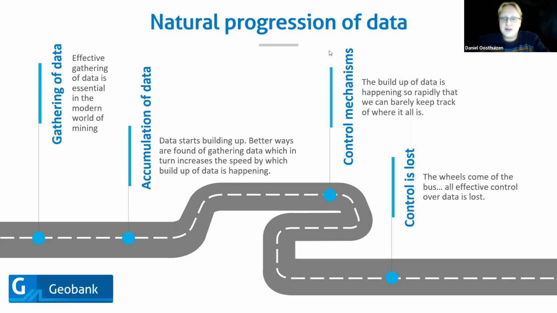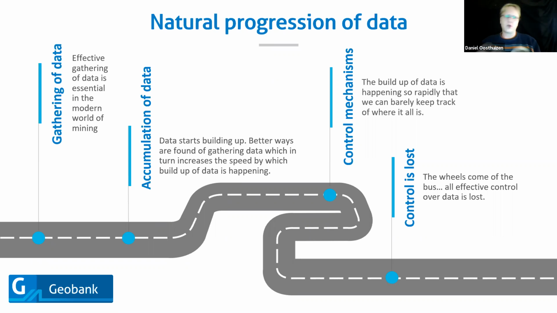This leads us to the third stage, and hopefully when we get to the third stage, most guys would realize that there are problems on the horizon. Sometimes the realization comes perhaps a little too late. And that's what we like to call control mechanisms. The moment the buildup of our data is happening so rapidly that we can barely keep track of it, we start implementing control mechanisms, things like version controlling documents. We set up file storage servers. We then have software solutions that can push the data into places.